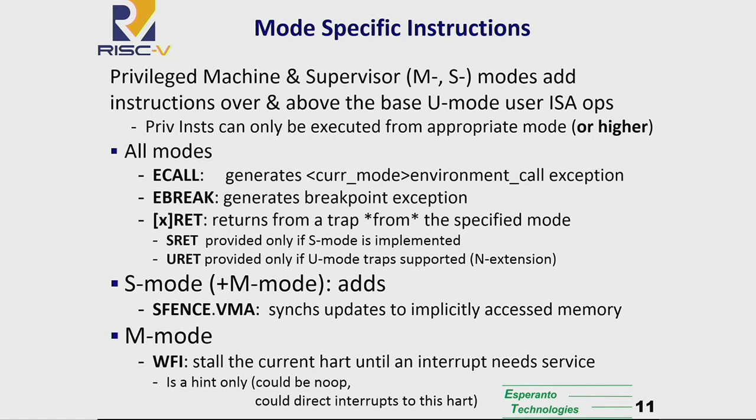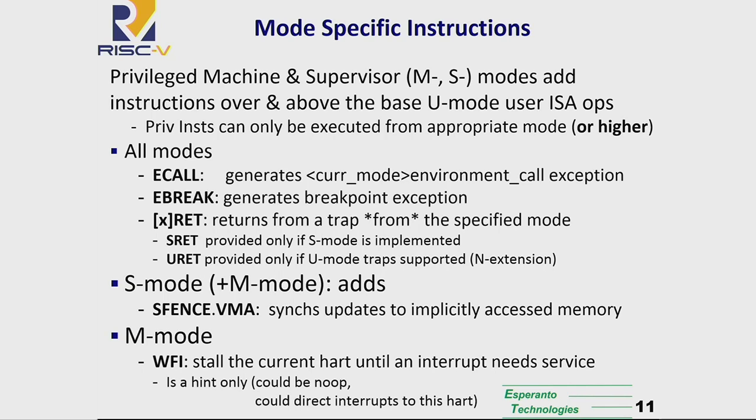U return is only useful if you can trap into U mode, and that's only possible if you implement the N extension, which lets you support traps into user mode. So those are all the ones that all modes have, although there are some that are particular variants for different modes. What I left out here is the fence.